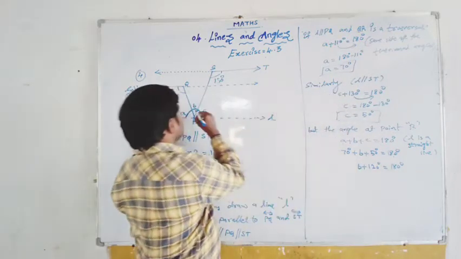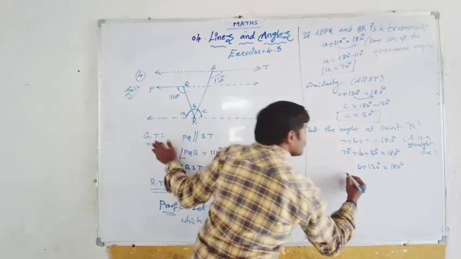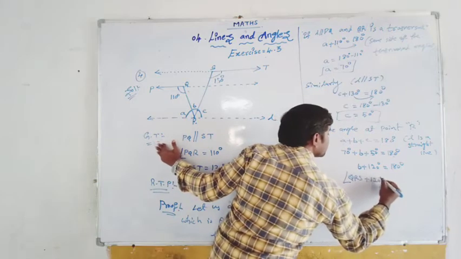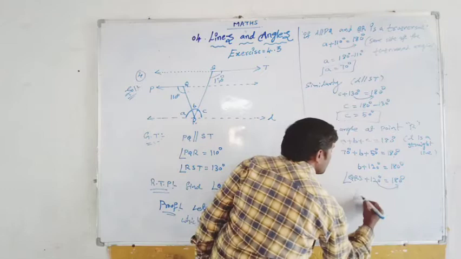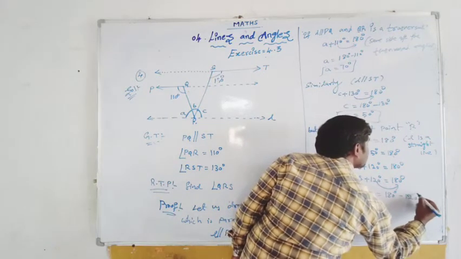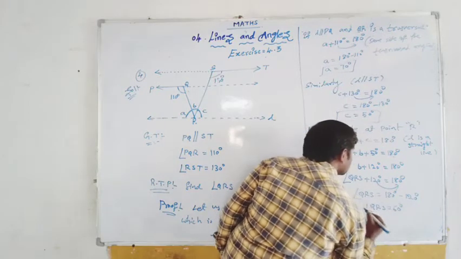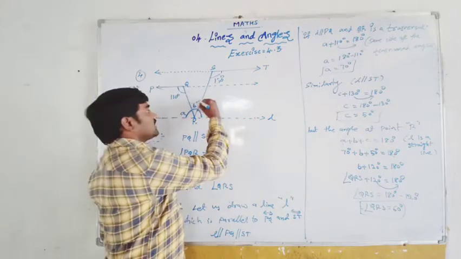So what is B actually? B is angle QRS. So angle B, which is QRS, plus 120 degrees is equal to 180 degrees. Transfer this 120 degrees to this side: angle QRS equals 180 degrees minus 120 degrees. Then angle QRS equals 60 degrees. So we got the answer now.